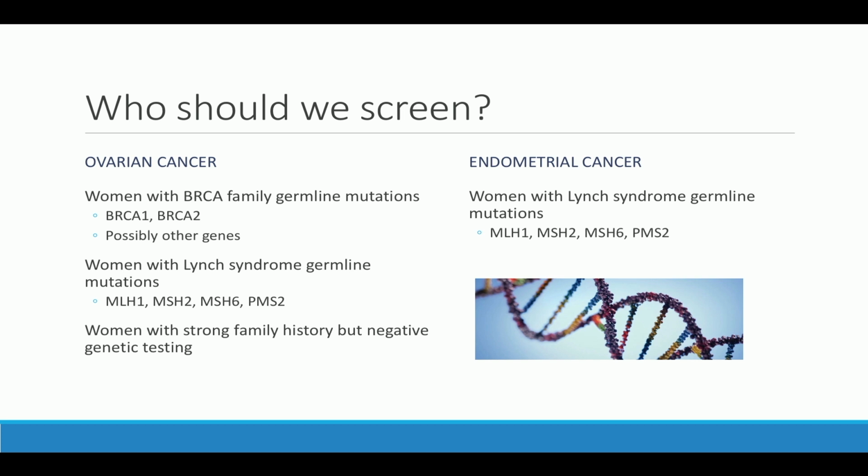For ovarian cancer, we offer screening to women with BRCA, the breast and ovarian cancer family germline mutations, BRCA1 and 2, possibly for some of the other mutations that might increase your risk of ovarian cancer. These are women with known genetic testing. Same thing for Lynch syndrome, so these are mutations in the mismatch repair genes. These women are at elevated risk of ovarian cancer as well, and we screen them. And then there are some women with a strong family history but negative genetic testing for whom we also offer screening. Basically the guideline here is that if we think your lifetime risk of ovarian cancer is around 10% or higher, then probably you fall into this category.